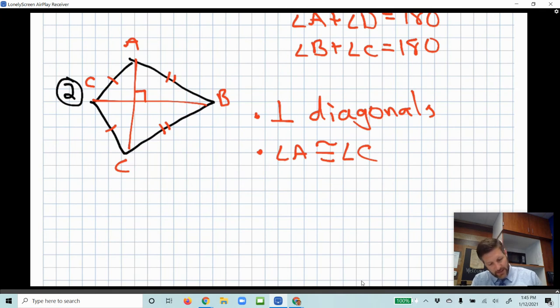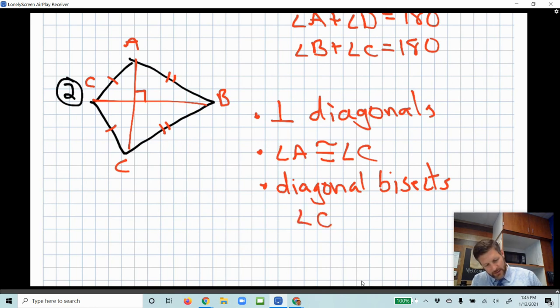And the last one is that the diagonal bisects angle. Let me do it down here. Angle C and angle B. So in other words, this diagonal, the one that goes between the two congruent sides, actually cuts each angle in half. So C and B are not equal to each other, but that medium line is cutting their angle perfectly into two equal sides. So it bisects angles C and B.